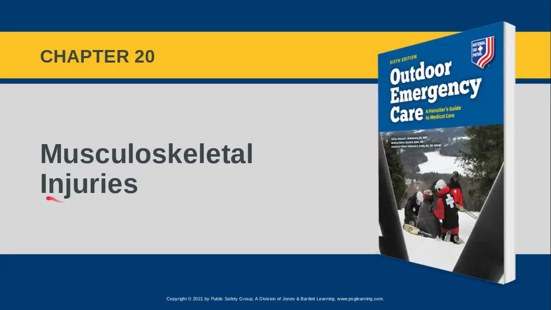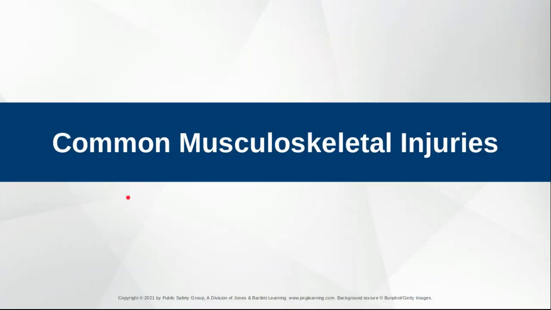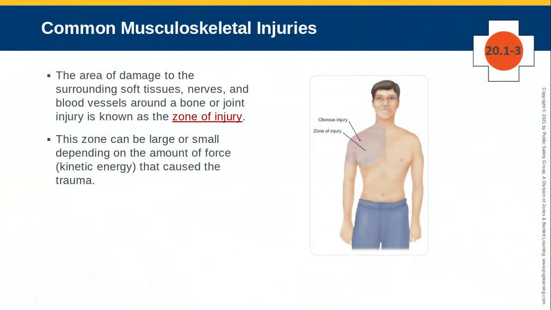In this podcast, we'll continue with musculoskeletal injuries from Chapter 20, and we'll look at common musculoskeletal injuries. Essentially, we want to associate structures in the musculoskeletal system with a particular injury that can occur. Now, we may talk about a zone of injury, and that zone of injury includes the obvious injury, damage to a particular structure, and then any associated area that may be damaged as well. Now, the size of that zone of injury simply depends on the amount of force that was incurred.